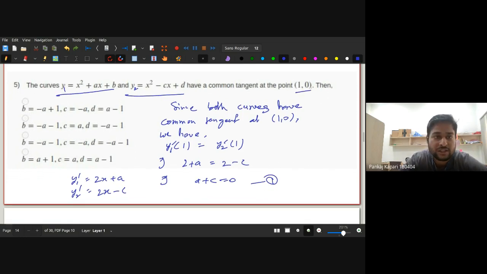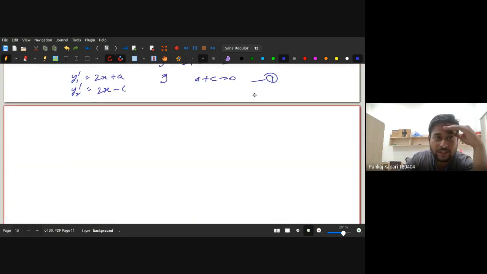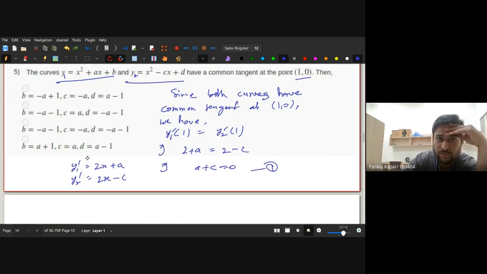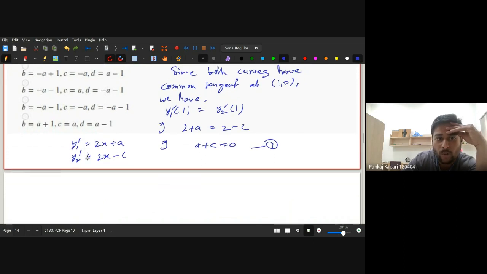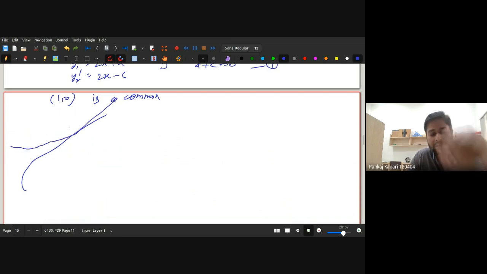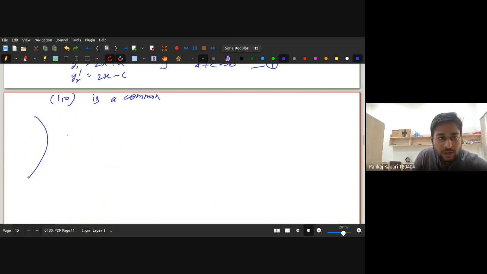For finding other relations, we just put the point (1, 0) in these curves y1 and y2. They also give us some relations, right? At x equal to 1, y1 is 0. The tangents are common, but the point (1, 0) is also common. So the situation is like this: there is one curve and there is another curve like that. Maybe this is a very bad picture. The situation can be like this.